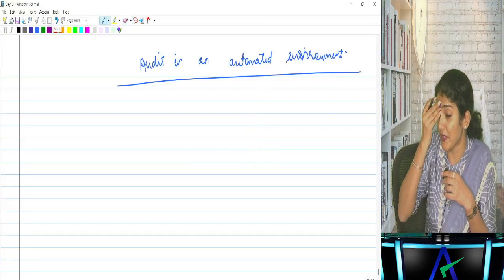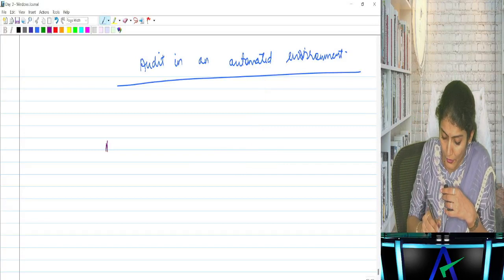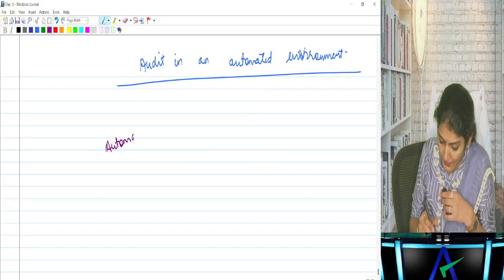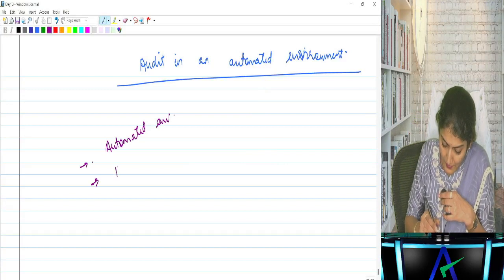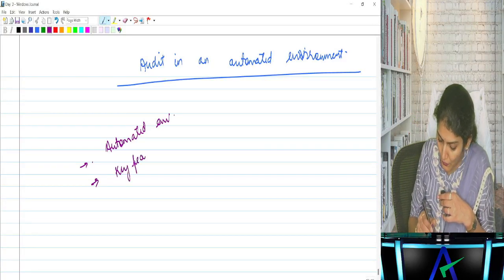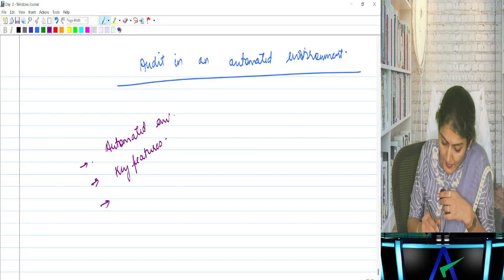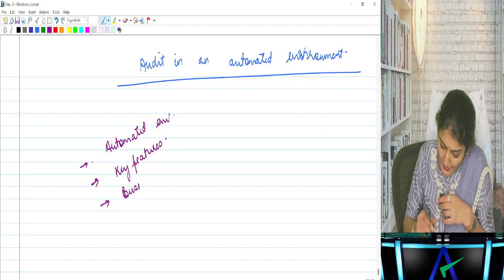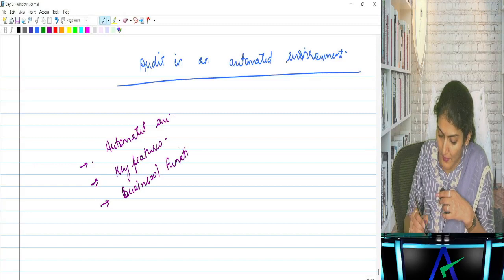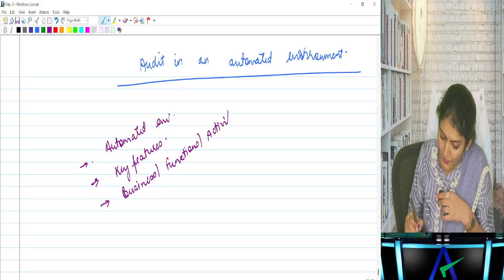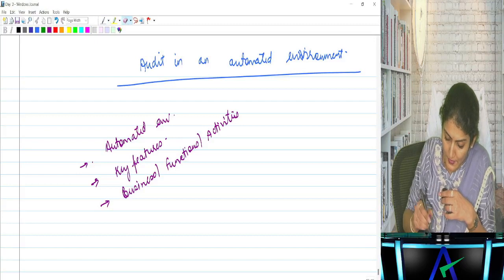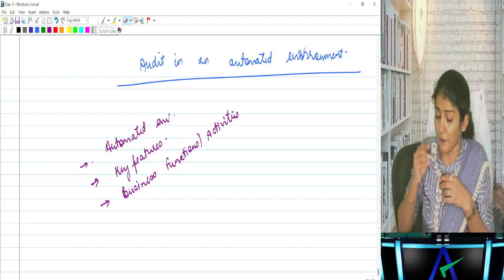So the obvious question in this chapter is, what is an automated environment, and the meaning of an automated environment. Then what are the key features of an automated environment? Then nowadays, what business functions and activities are carried out with the help of computers? The business functions and the activities which are carried out with the help of the computers, with no human intervention, being done by the computers only.